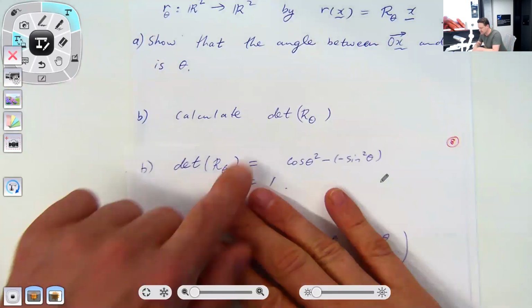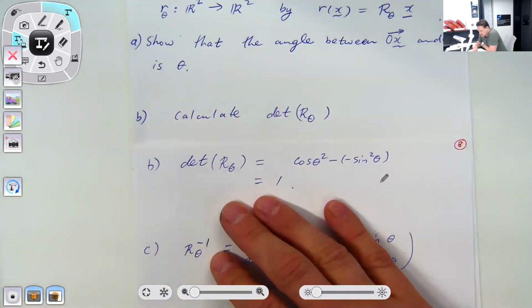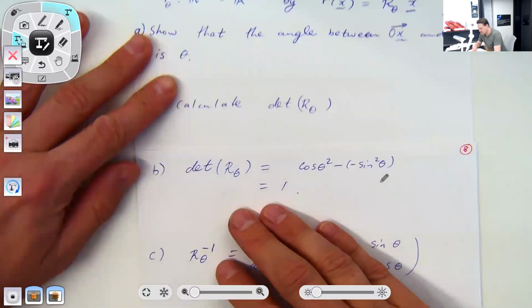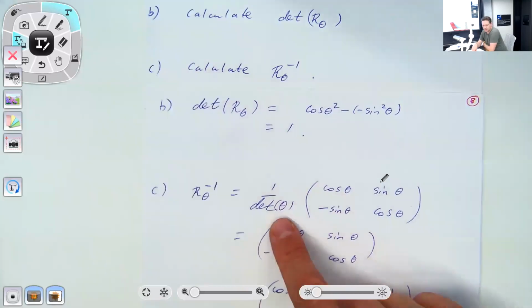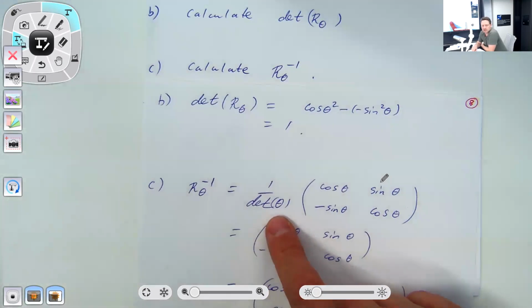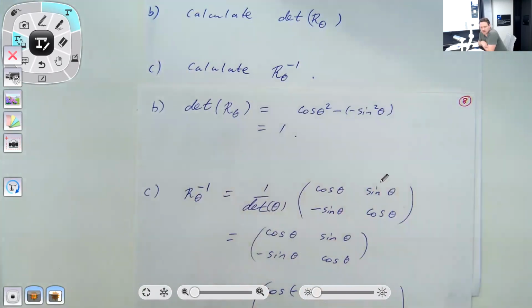So calculate the determinant of this. Well, that's pretty easy. We just have cos times cos, and then minus sine times minus sine. So cos squared plus sine squared, and that's 1. Now, to calculate the inverse of this, we have 1 over the determinant. We swap the diagonal entries and put a minus sign on the other 2. We have this matrix here, but the determinant is just 1, so this simplifies quite a lot.